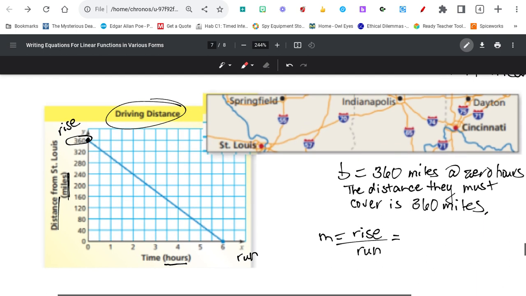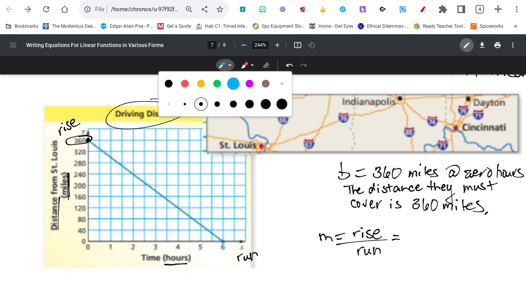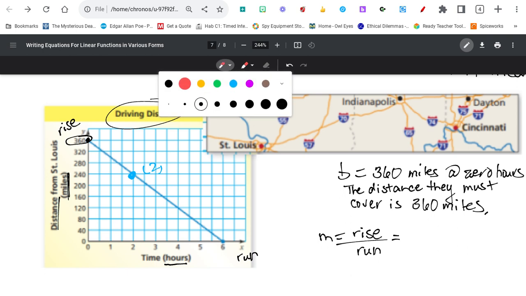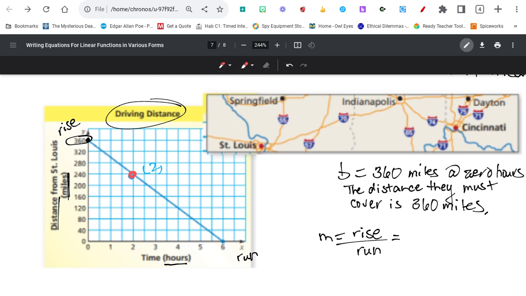So let me pick 2 points. I'm going to pick just these two that I see. No, let's pick something else. Those are too far away. Let's pick this one I can read. That's the point 2 and 200. I'm going to do it in something besides red. Besides blue, I'm going to do. That's the point 2 and 240. Okay. All right, so I'm going to draw a right triangle to calculate my slope.